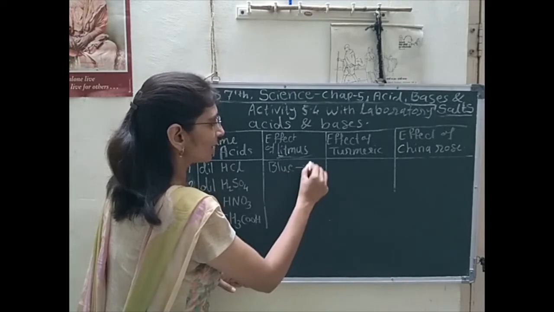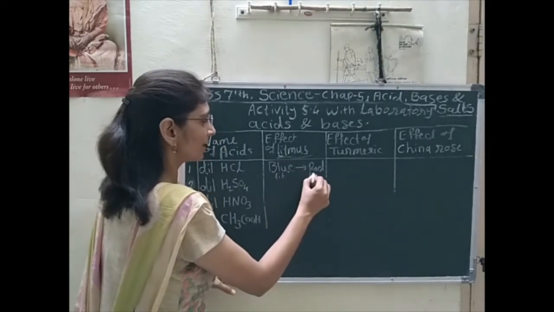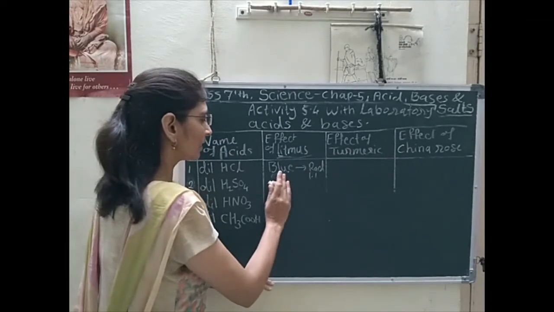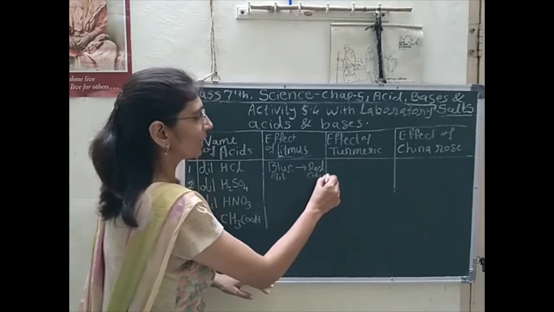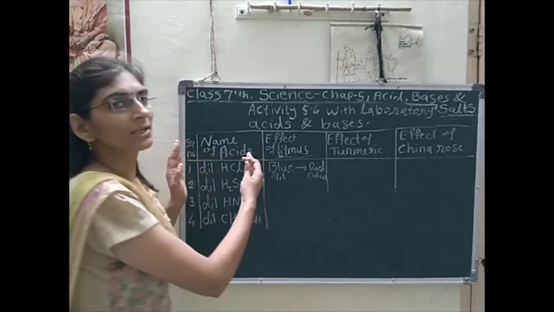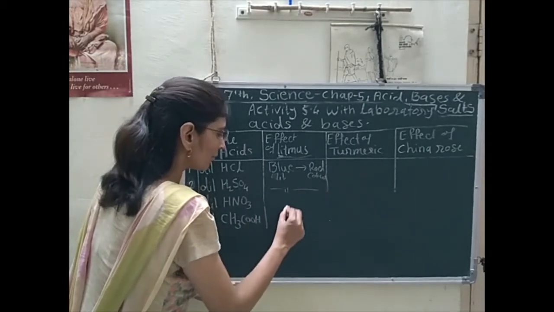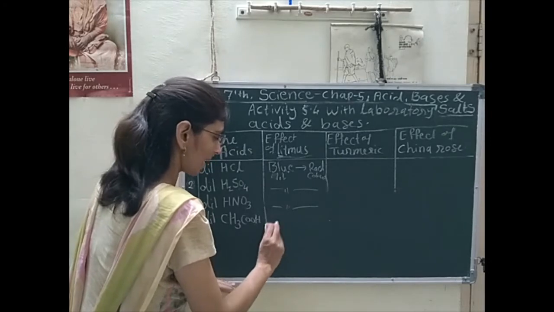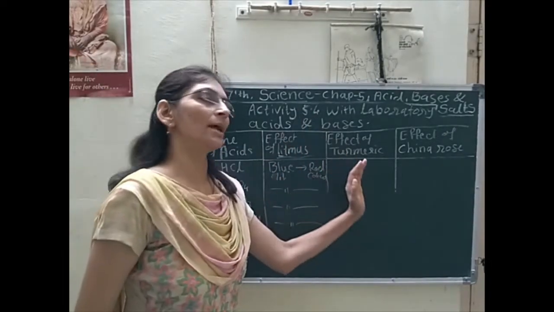Blue to red, it will turn. Blue litmus to red litmus paper: blue color, blue litmus, red color. Like that you have to write the observation. As these are all acids, you will get the same result for all four acids. So we will go to the next step.